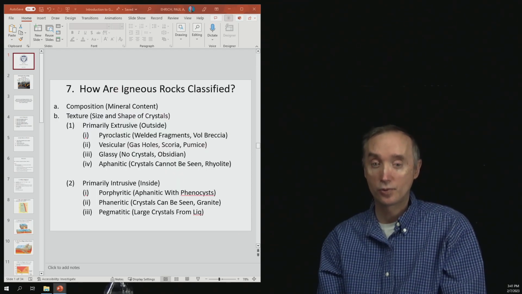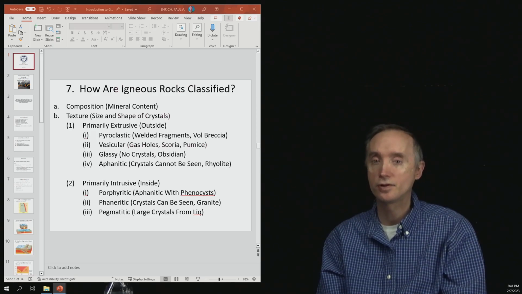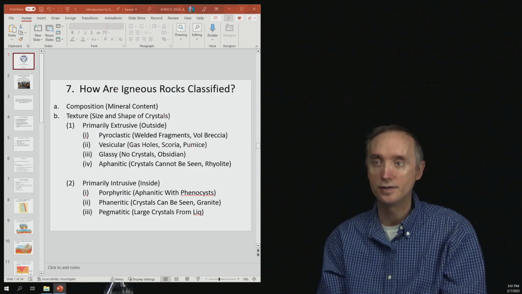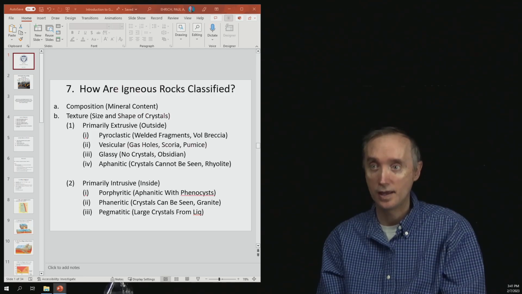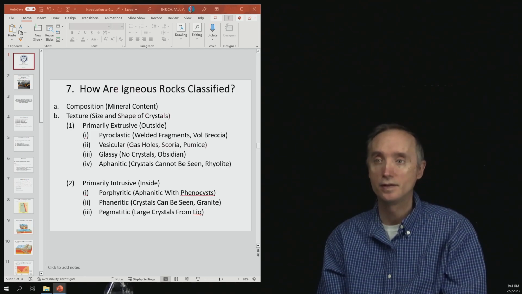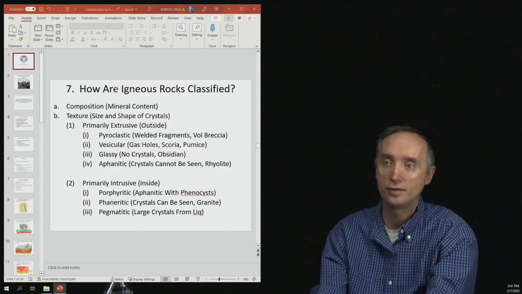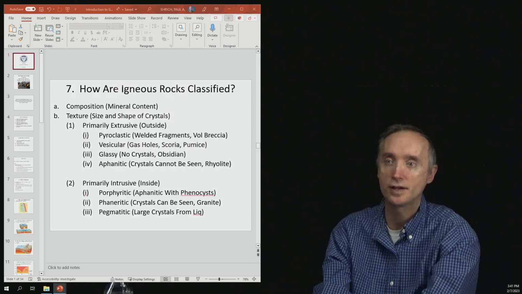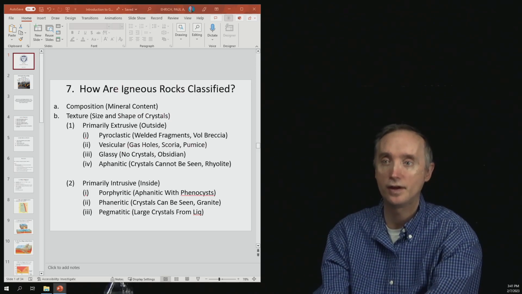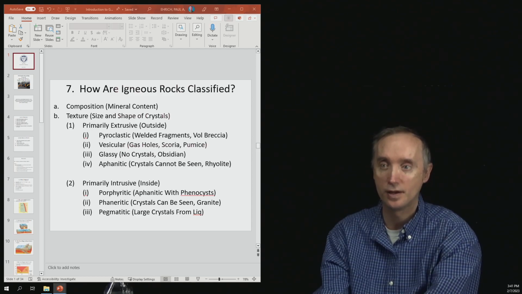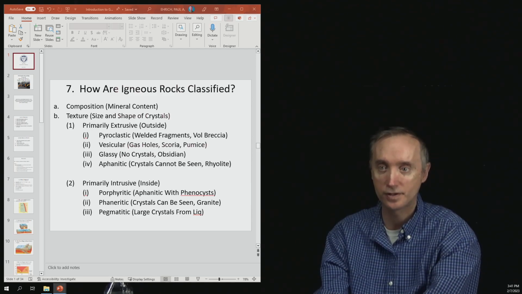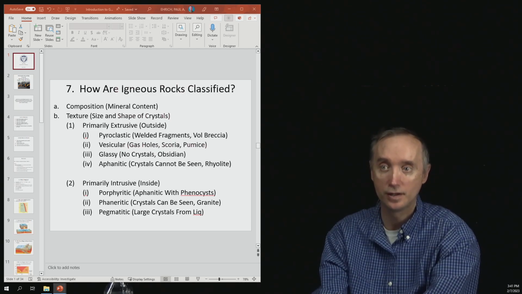The second property, though, that is going to determine the identity of the rock is going to be its texture. And by texture, we mean the size and the shape of the crystals that it's made of. And so there are two basic kinds of textures. You have extrusive textures and you have intrusive textures. So extrusive means outside and intrusive means inside.